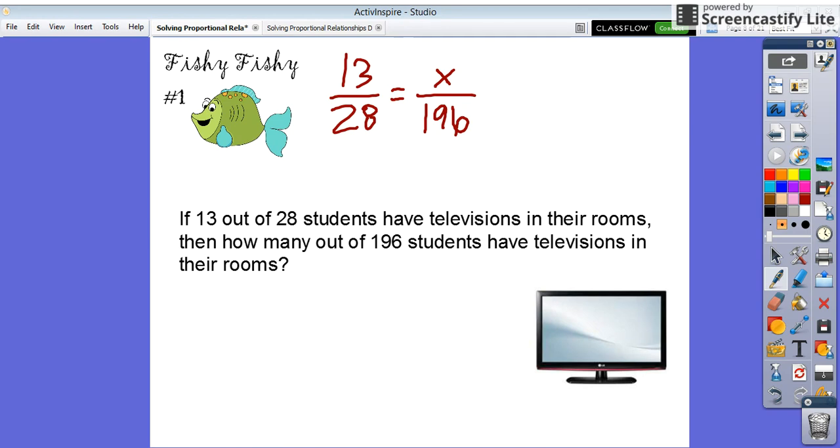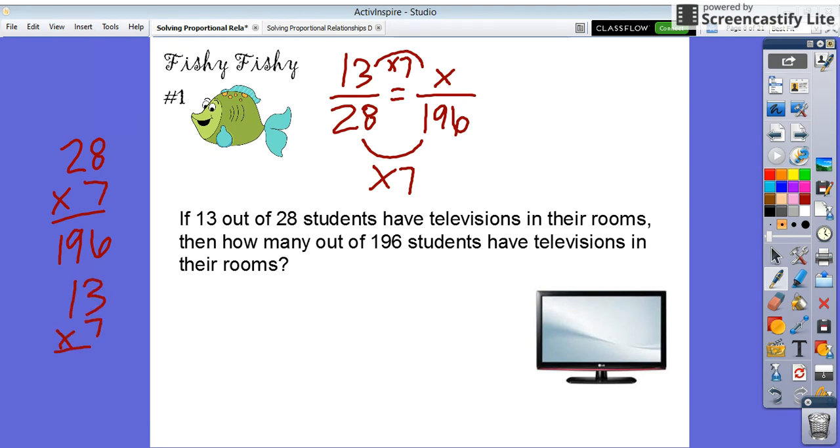So the easy way to think about this is 28 times what will give me 196, or does that even work? And I'll let you know that it does. 28 times 7 is 196. Whatever I do to the bottom, I do to the top. So that means I need to do 13 times 7. 13 times 7 is 91. So x equals 91. Okay?